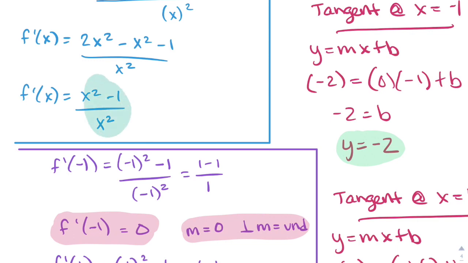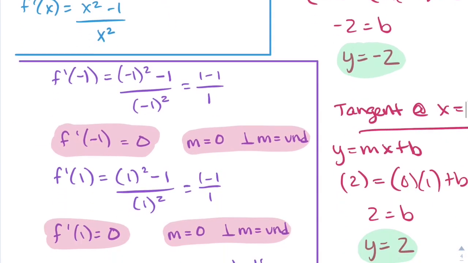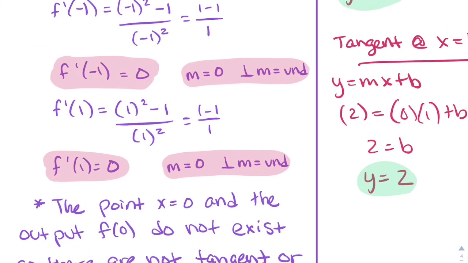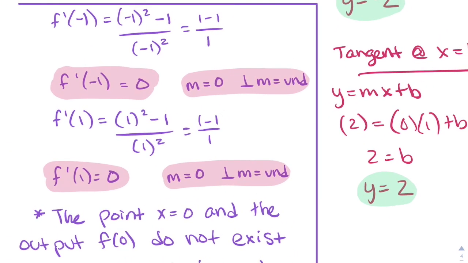I then chose to evaluate that result, x squared minus 1 over x squared, at all locations. So I did it at -1, and you see that I get a slope of 0, which means you know that the perpendicular slope is undefined. Same thing occurs here. We get a slope of 0, and we know that the perpendicular slope is undefined.